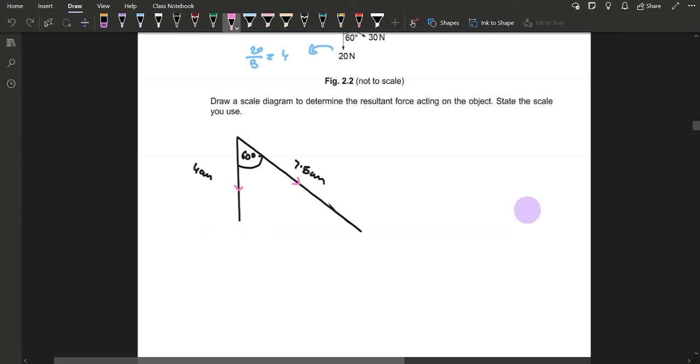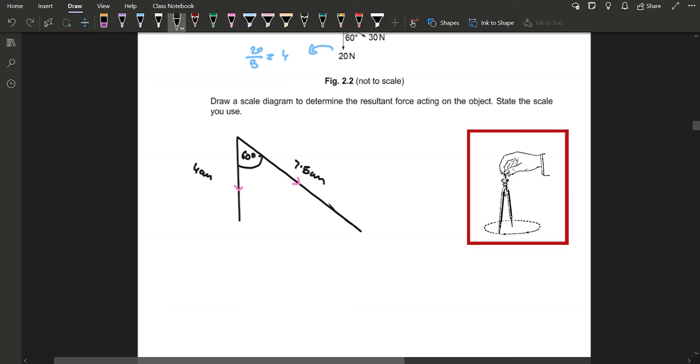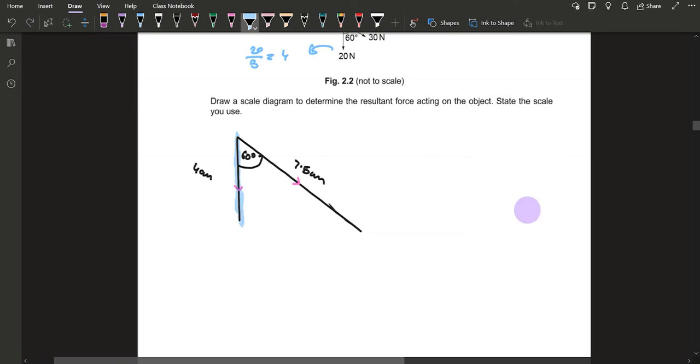So what we can do is we can use our compass, which is like this, or you can see the image on the side. We have to use this and first measure this distance and use it here. Draw a line like this. And then after this, measure this distance with your compass, and draw a line here on this side like this. And what will happen is we will get our resultant force from here.